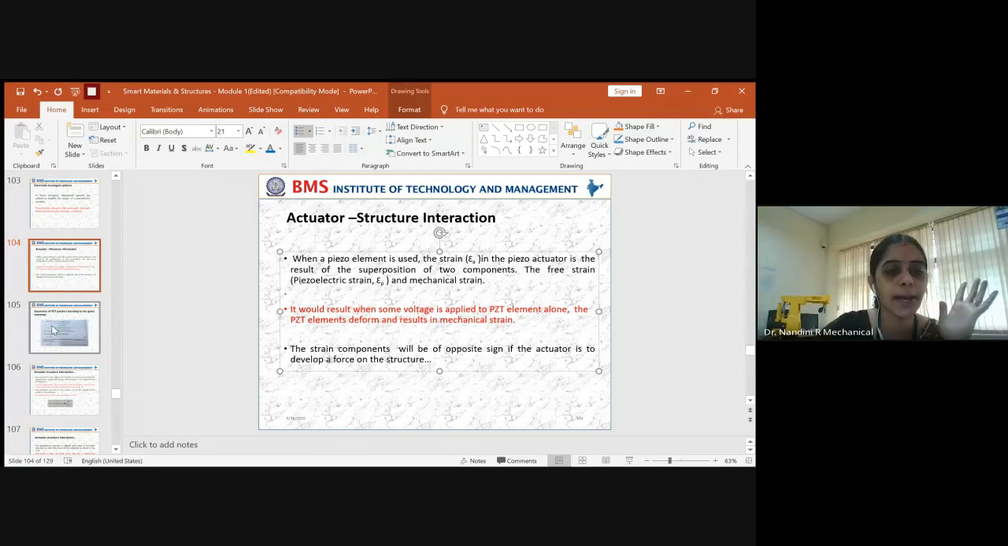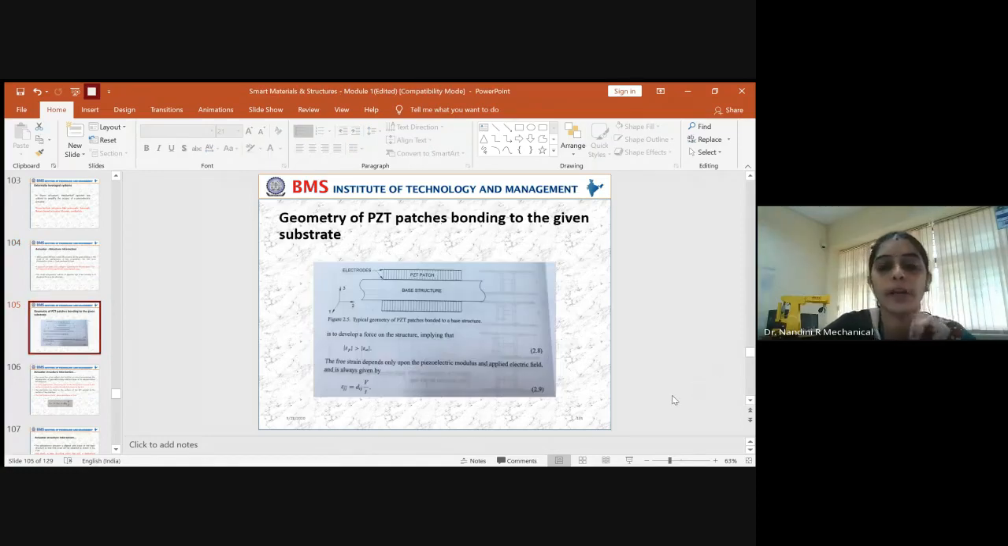Now we'll come back to our diagram here. You can see you have a basic structure. Above the basic structure, you'll be having the PZT patch. You might be having one patch at the top and one patch at the bottom, or you can have the entire patch above the base structure. This is how you have to understand it. When you have a PZT patch, it cannot work by itself because the material is totally dielectric.